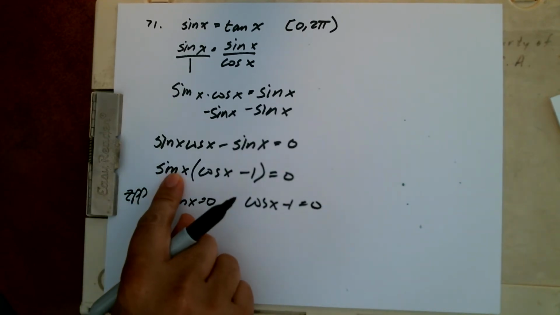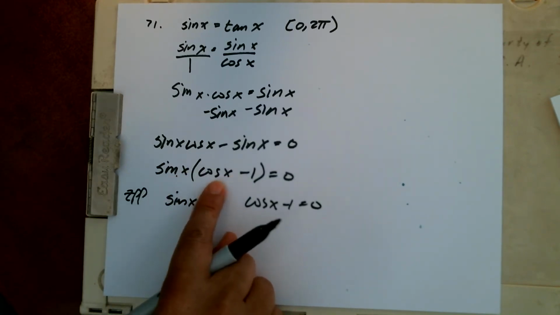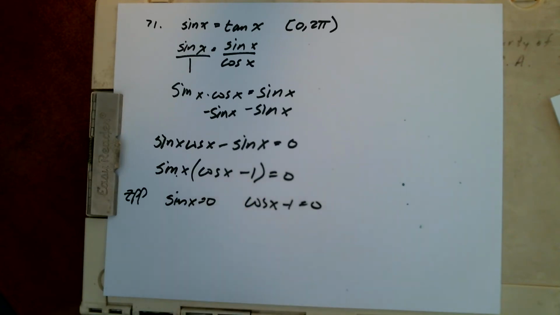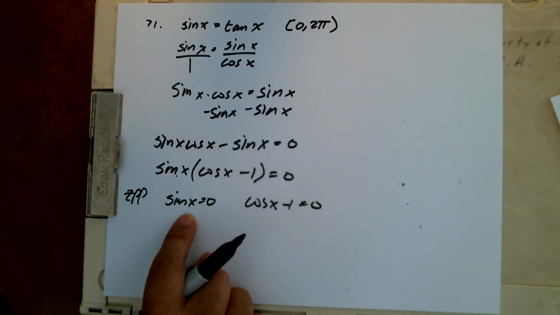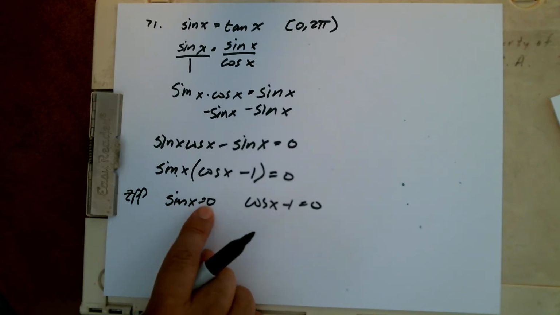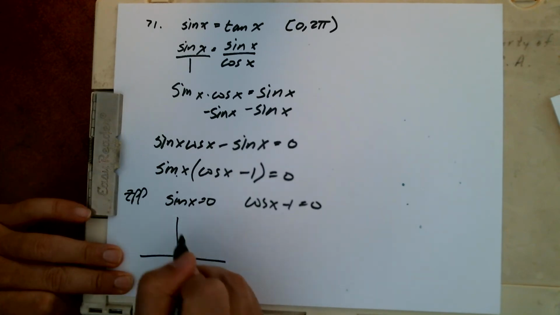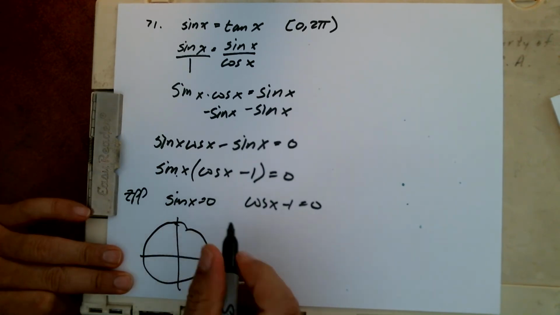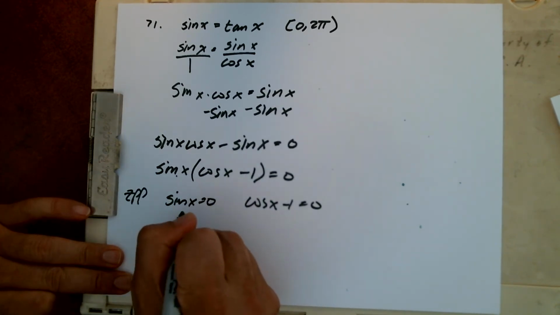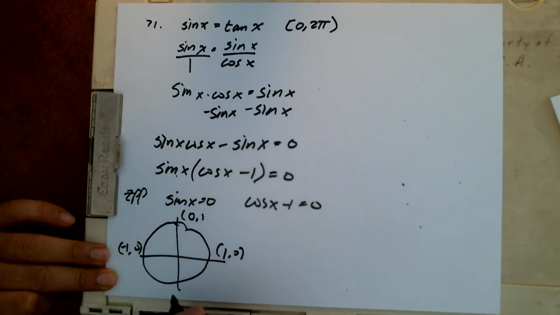So we set the first factor equal to 0. Factor means something that's being multiplied. We set that factor, because these are being multiplied, equal to 0. When does it equal 0? When does the sine, the y value, equal 0 between 0 and 2 pi? If you use a unit circle like this, 1, 0, 0, 1, -1, 0, and then 0, comma, -1.